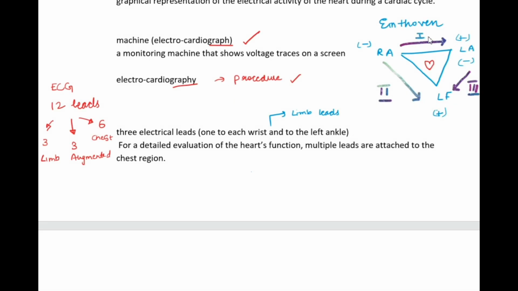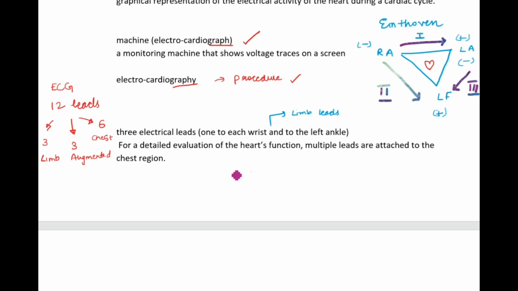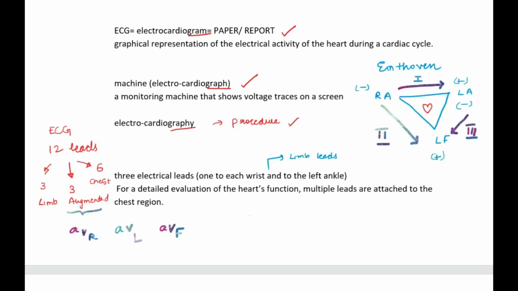Apart from these three limb leads, also known as the Einthoven leads, there are also three augmented leads. The very word augmented means increased. Increased by how many times? 1.5 times. What are these augmented leads named? aVR, aVL, aVF. aVR is for the right arm, aVL is for the left arm, aVF is for the left foot.